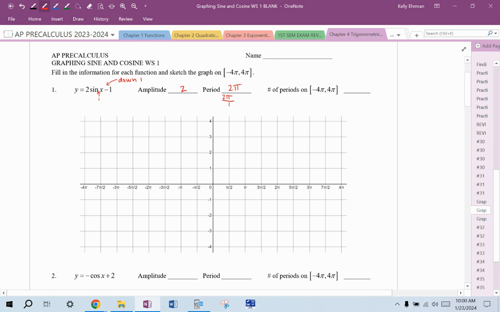You can either get this after graphing and count how many periods you have, or what this is asking is, here's a distance. 4 pi minus negative 4 pi is a distance of 8 pi units across here. How many times does 2 pi fit into that? So divide that by 2 pi and you get 4. So we should see 4 full sine curves as we get done with this.